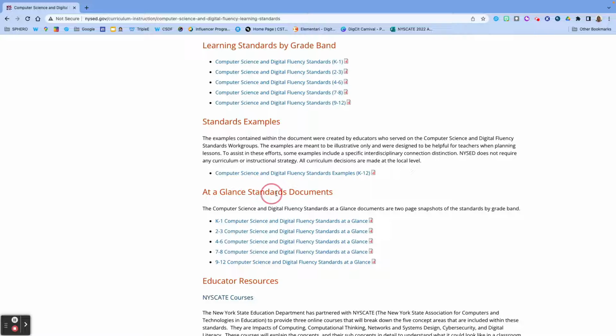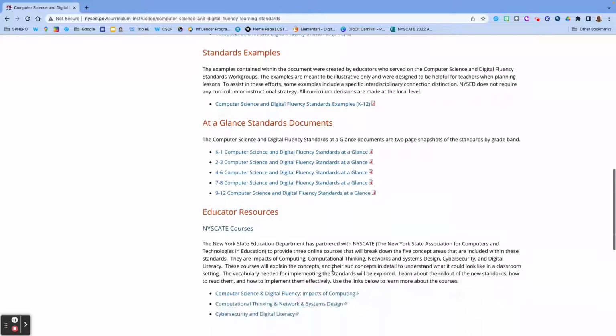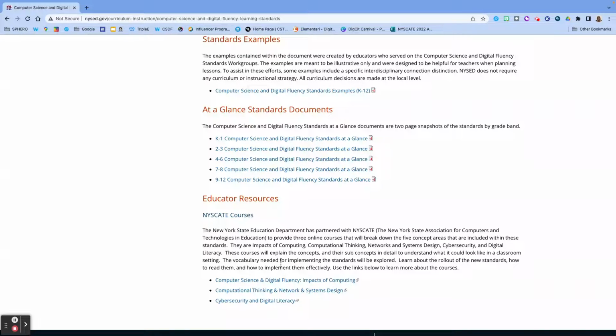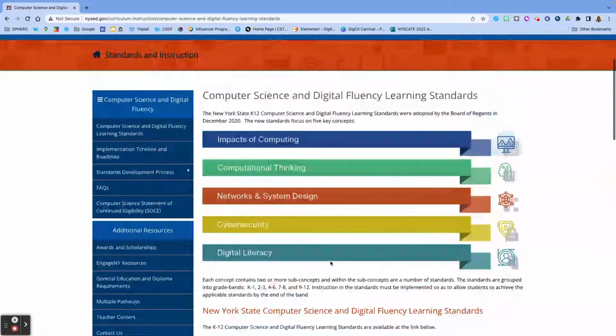Below the standard examples are the at-a-glance documents. These will just show your grade band, so great printable for you. And at the bottom are some NYSED courses that are similar to the ones that you're taking today.